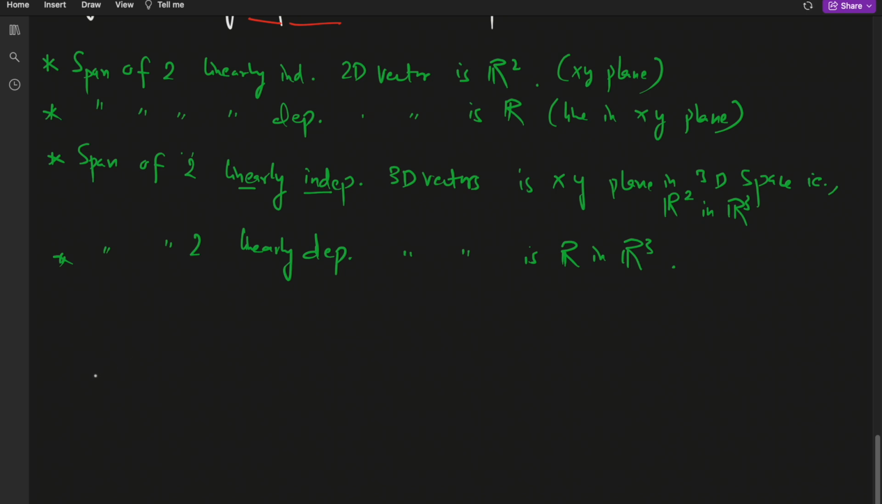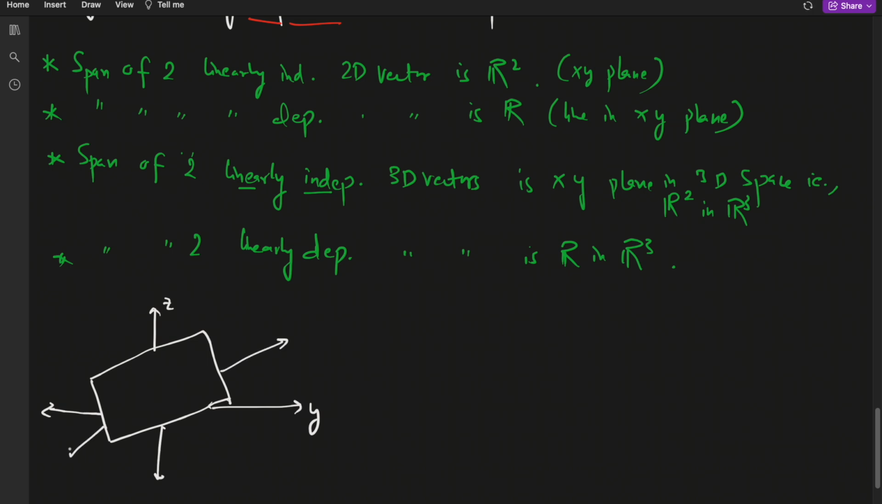So let us suppose in 3D space we have this 2D plane. This is the z-axis, all right, and let us put this y-axis, and this is the x-axis, and this is the origin, the 0 vector, and let us suppose we have these two vectors w and v.